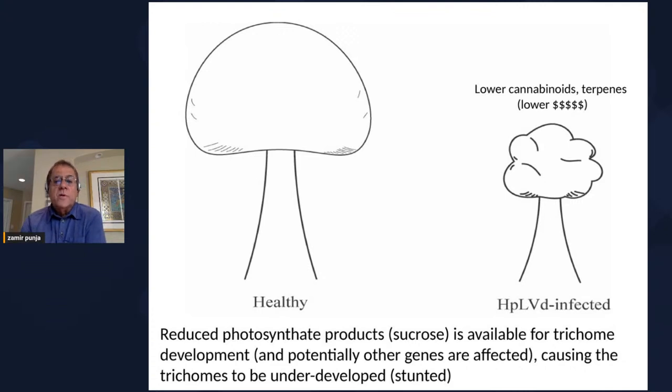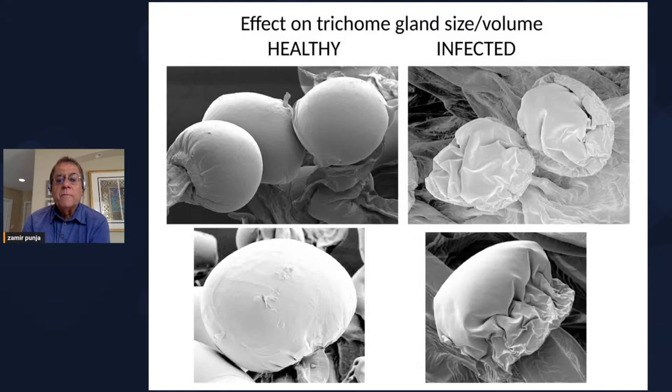And I'm going to show you a dramatic comparison using an electron microscope that really indicates the difference between healthy trichomes, or trichomes from healthy plants, and from those that are infected with hop latent. They're smaller, they're collapsed, they're not building up as much cannabinoids and THC and terpenes. And as a result, your yields are down 30 to 40%. So this is the most dramatic illustration I can show you to indicate how this viroid is impacting the production of THC and other cannabinoids.